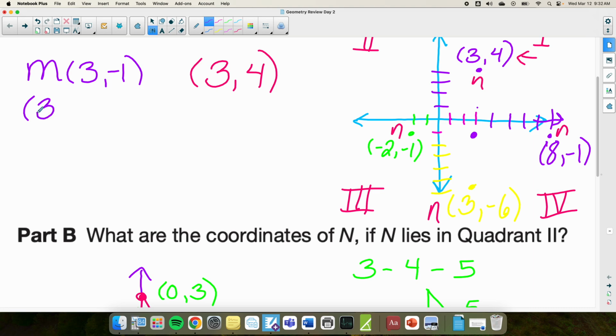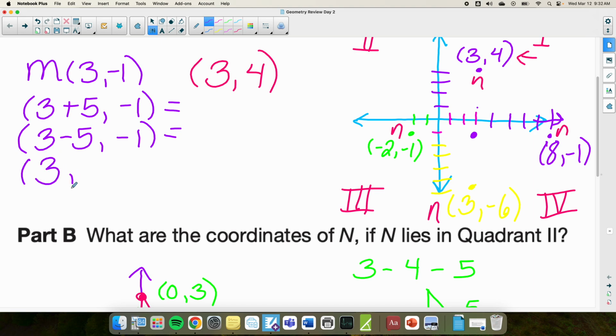How you can do this is this. The first time, add 5 to the x coordinate, keep the y coordinate the same. The second time, subtract 5 from the x coordinate, keep the y coordinate the same. So what I did there is I moved it to the left and to the right. Then you can take that point and add 5 to your y. And of course you can do these in any order. And then the last time I can subtract 5 from my y.